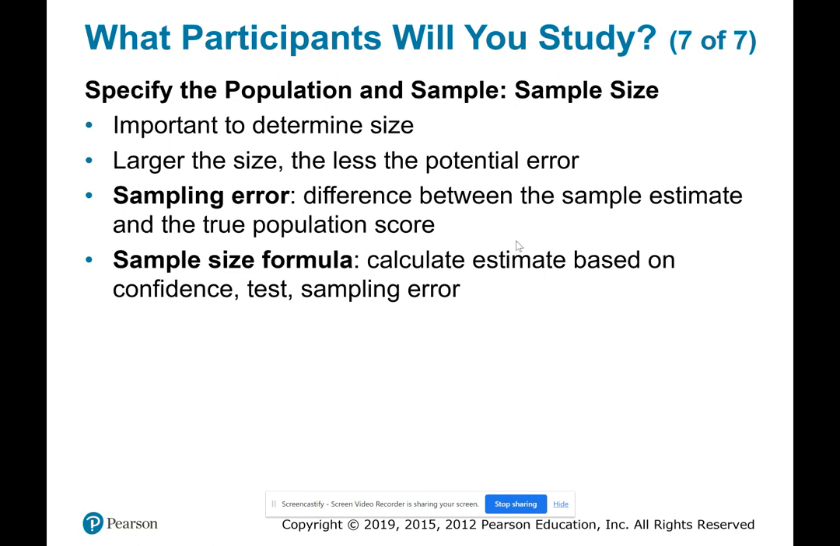Such factors used to calculate your sample size include the confidence in the statistical test and sampling error. Two formulas are used. Number one, the sampling error formula for surveys, or you'll see that they use what's called a power analysis formula for experiments.